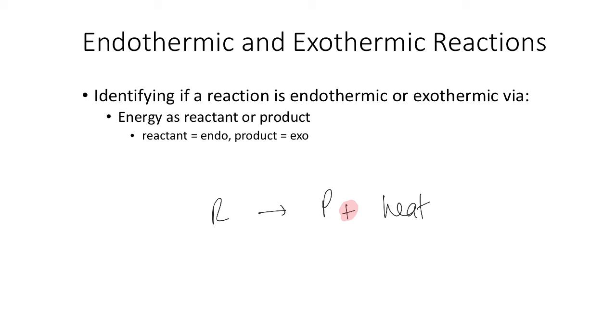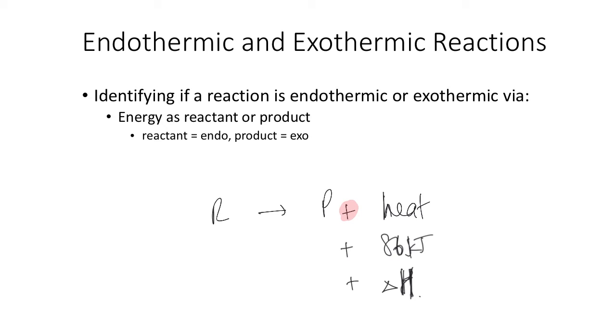All right, so you could have a plus heat, you could have a plus a value, maybe 86 kilojoules, or you might even have a plus delta H, something. So you could have the word heat, you could have a value, or you could have delta H. And that would mean that that is inside the reaction because there's no semicolon there.